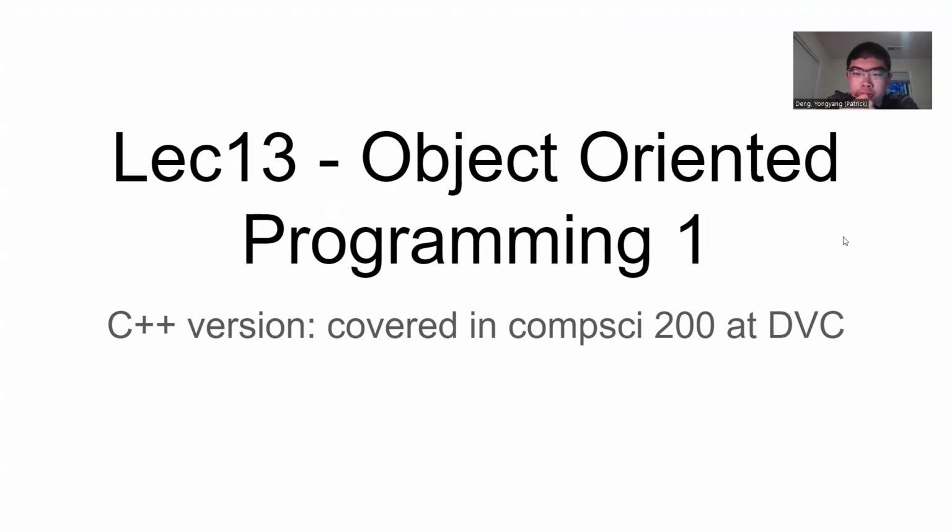The C++ version of OOP is covered in Computer Science 200. They have a whole class talking about C++, but we only have to cover that in 2 lectures because we only talk about some basic concepts and because we are using Python, which has simpler syntax.